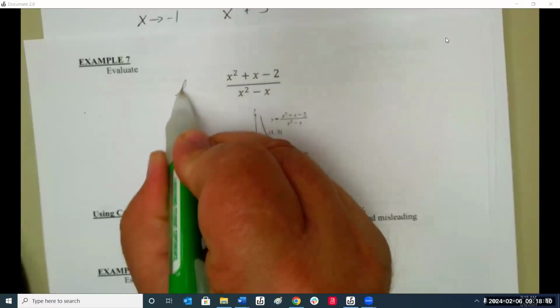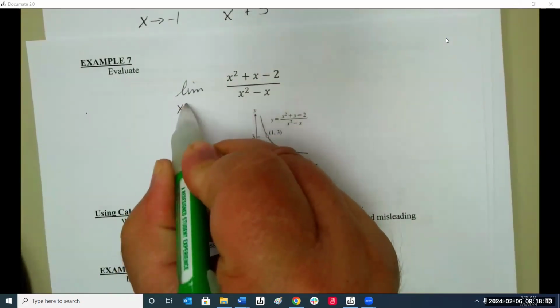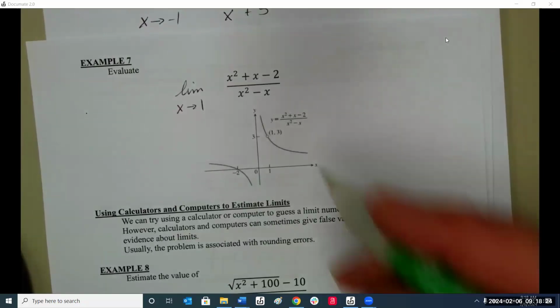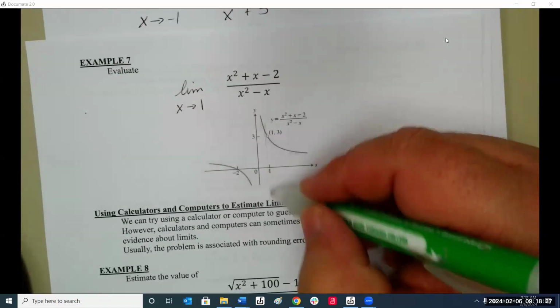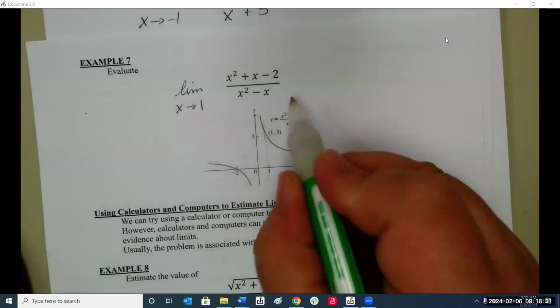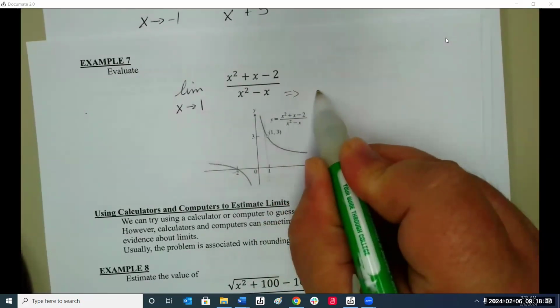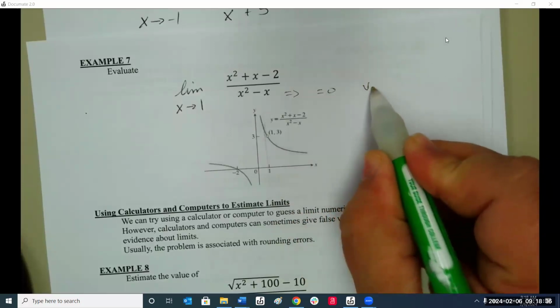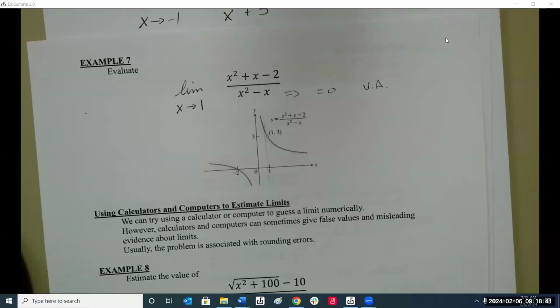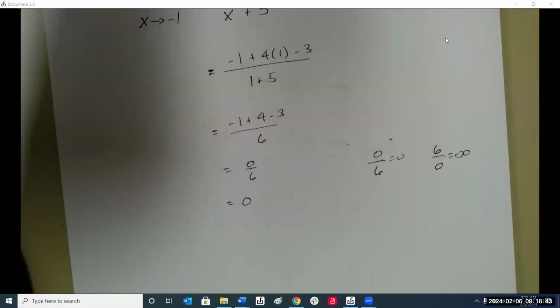Yeah. So the limit as x approaches 1, because that's always going to be your point of interest. As we see here, 1 is our asymptote. And for vertical asymptotes, set the bottom equal to 0, and those are your vertical asymptotes. So let's look at this.